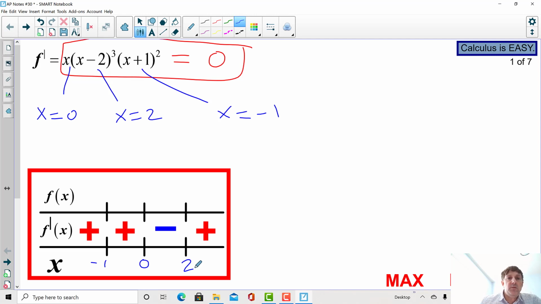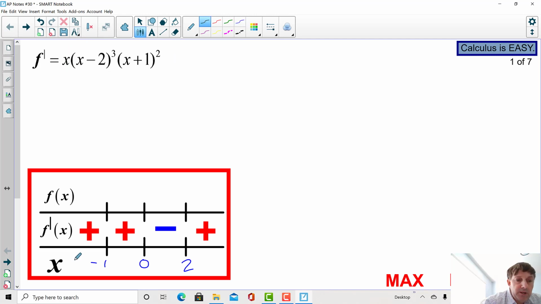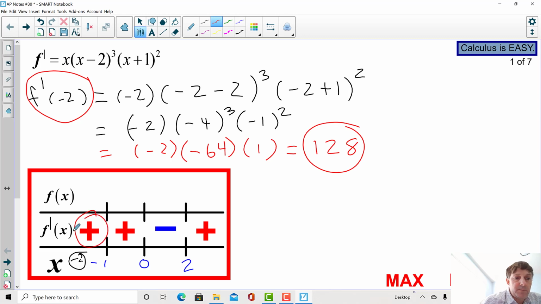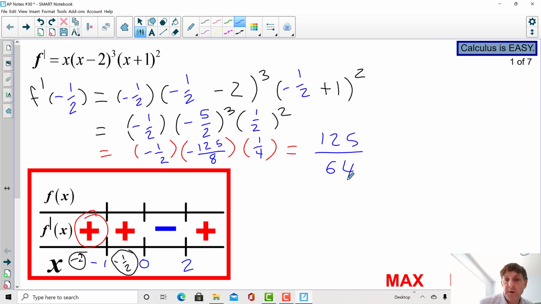Now we can test in between. Let's start by plugging in -2. F prime of -2 is equal to 128. So the value of the derivative when x is -2 is going to be positive. So that's why we have a positive right there. Now let's plug in -1/2. We get 125 over 64, but it's positive.